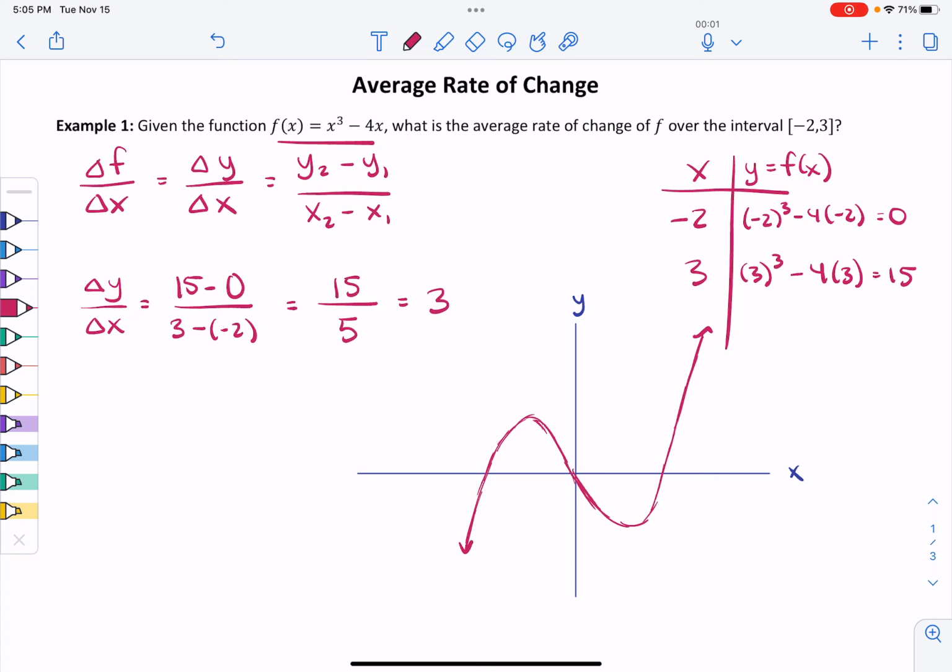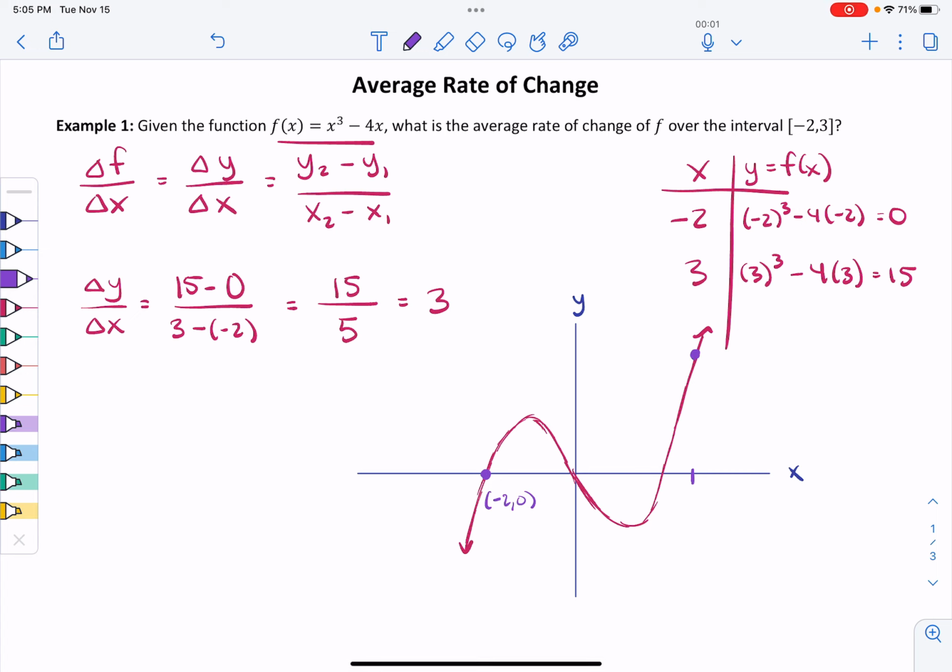Now, we've already found these points. This one we're going to call -2, 0, from this point up here. X is -2 and y is 0. Now, x is 3 is about right here, and it's going to be somewhere up here. This is definitely not drawn to scale, but that is all right.